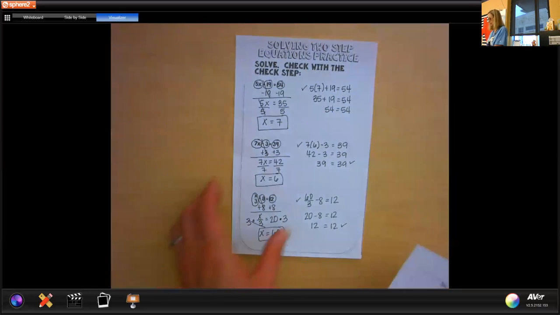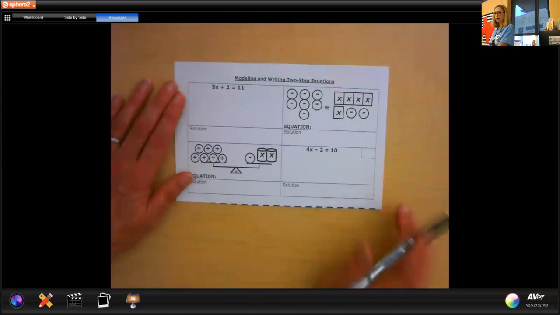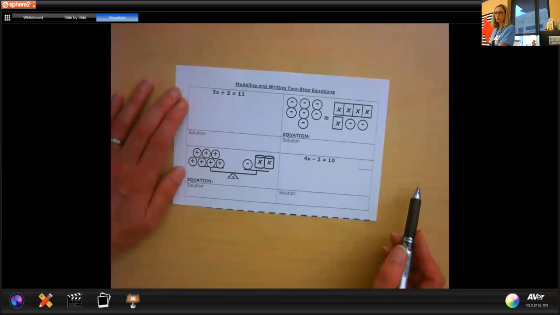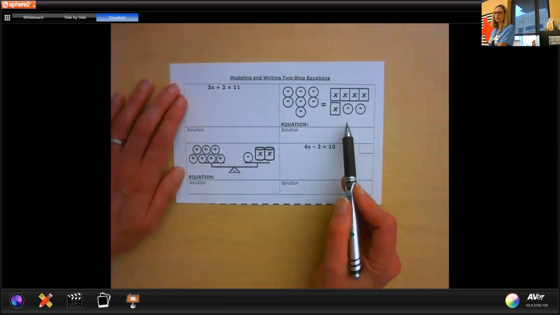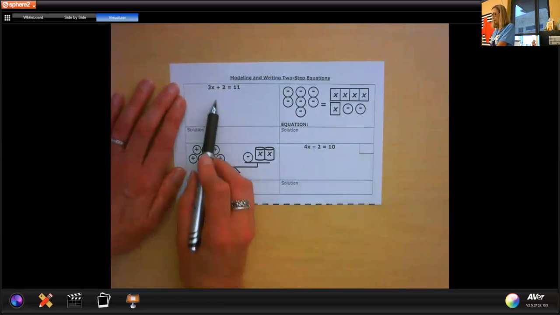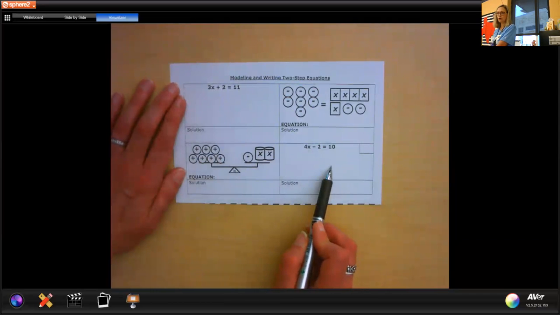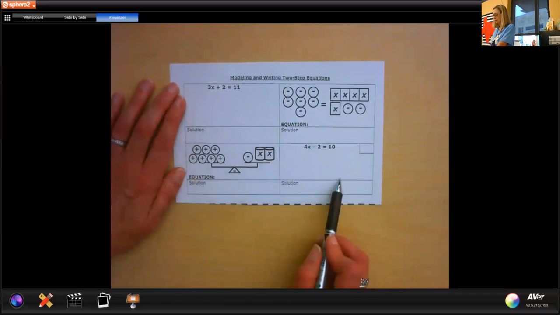Now let's look at some models. Not only do we need to be able to solve the equations, but we also need to be able to write an equation from a model and then solve. We have a couple of problems here that are already written for us. We'll come back to those in a minute. I want to start with the models.